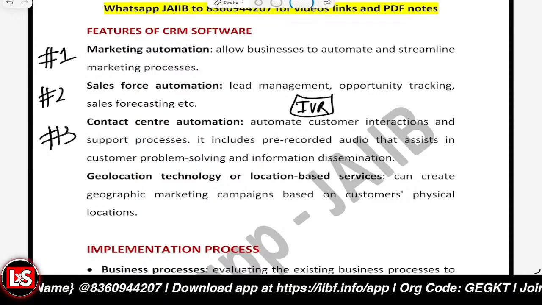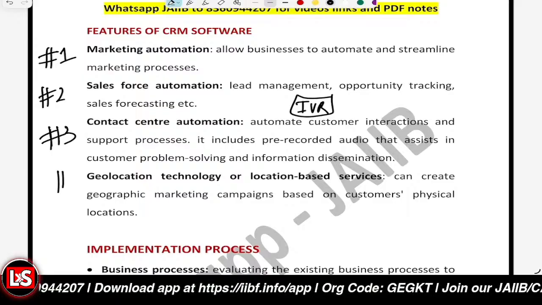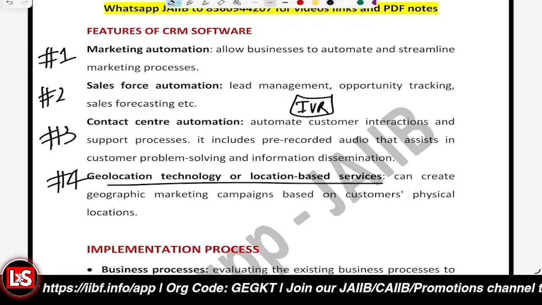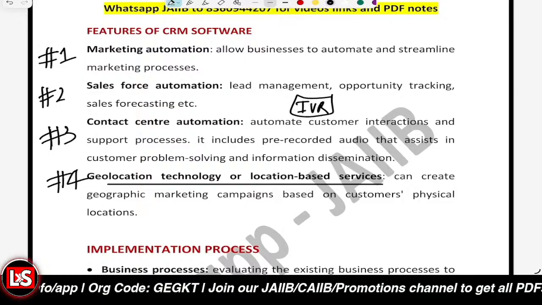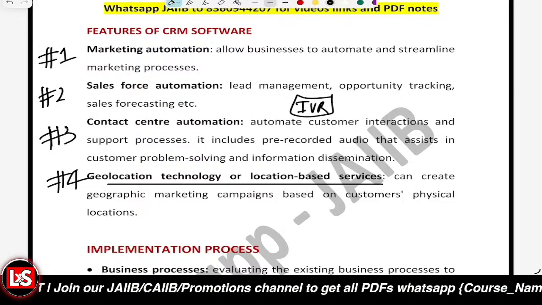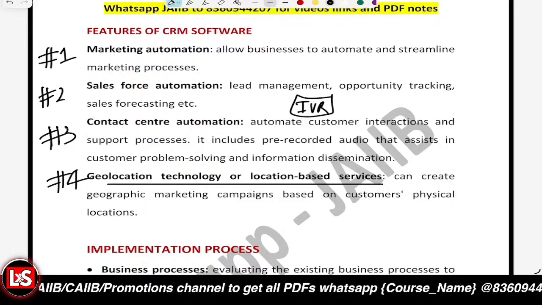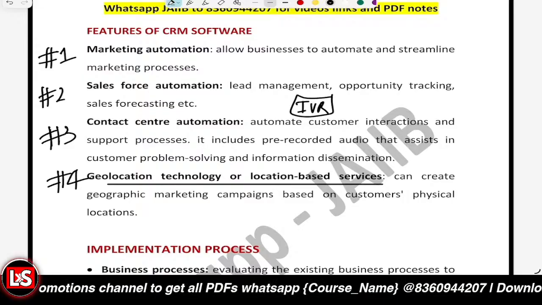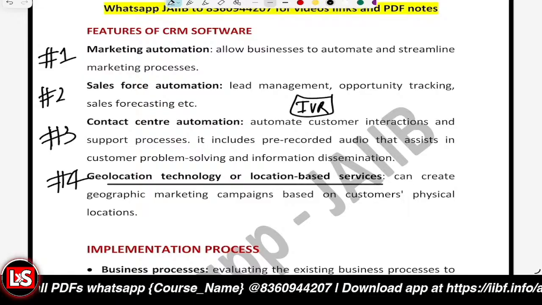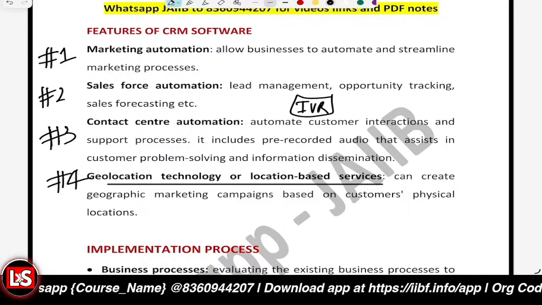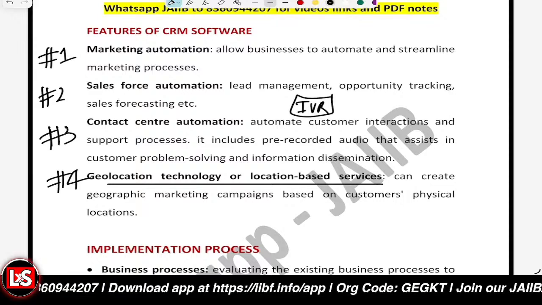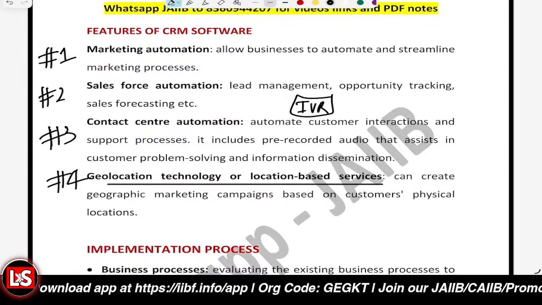And the fourth one is related to geolocation technology or location-based services. Being a bank, you can create region-based, or let's say location-based, marketing. Like if you are in Darjeeling, you'll be looking at an ad based upon your culture. If you are from Punjab, you'll be finding an ad based upon your culture so that you feel more targeted about it, right?